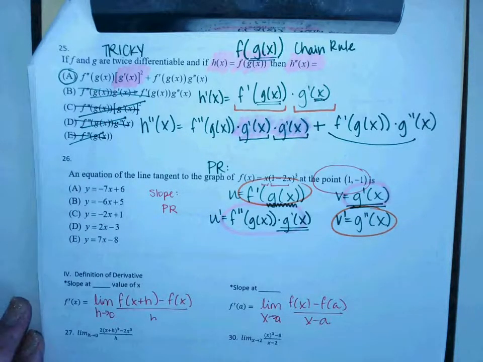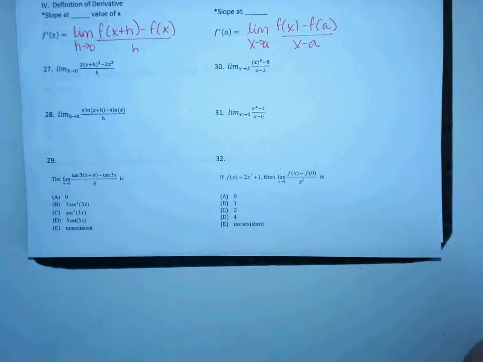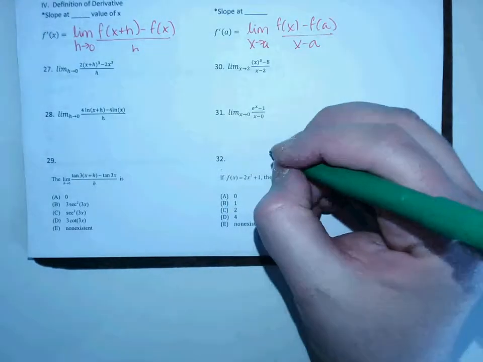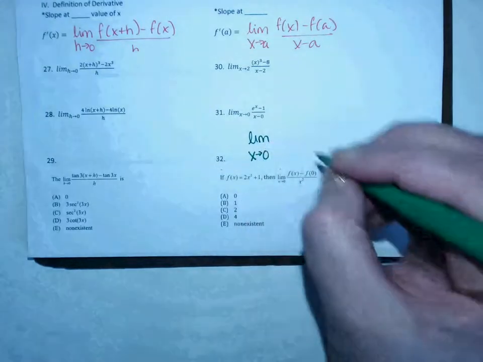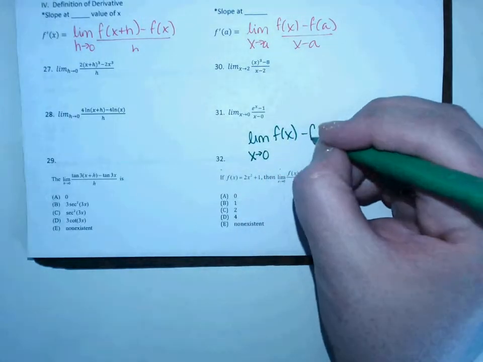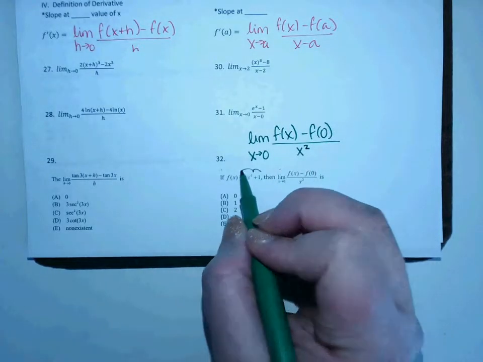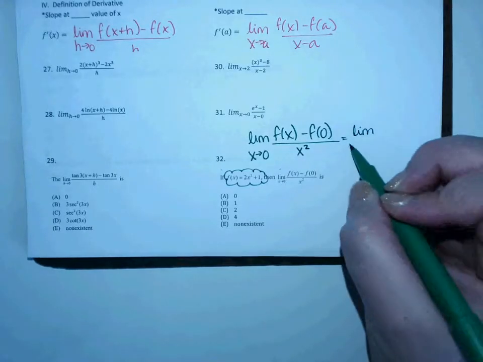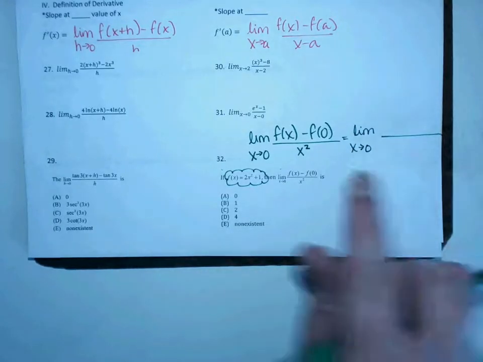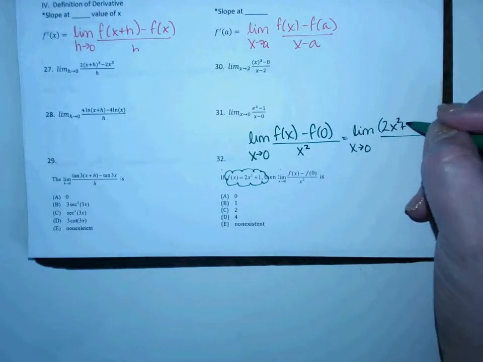So take a look at number 32 at the bottom of this page. So 32 is here. If I'm taking the derivative of this, I have the limit, I'm just going to write it bigger here, as x approaches 0, of f of x minus f of 0 over x squared. Now notice, they give me f of x right here. So I'm going to rewrite that as the limit as x approaches 0, and then f of x is just going to be this, so 2x squared plus 1.